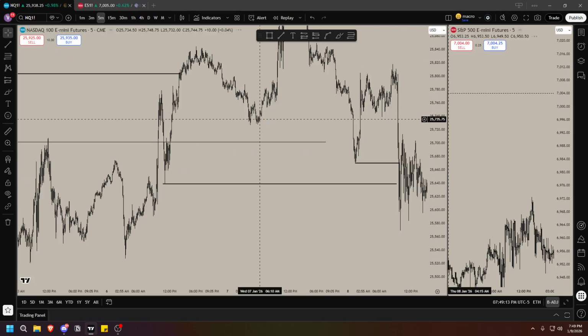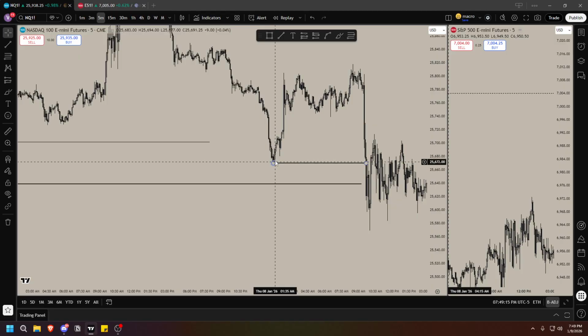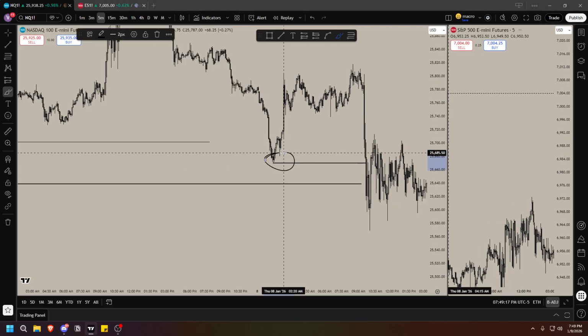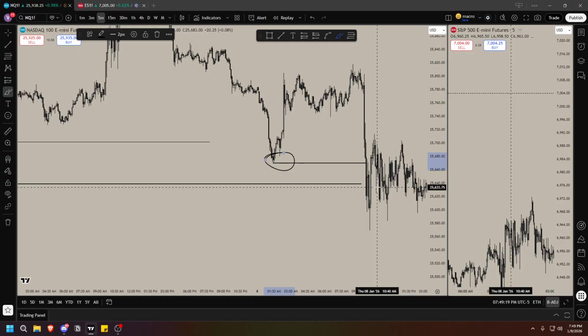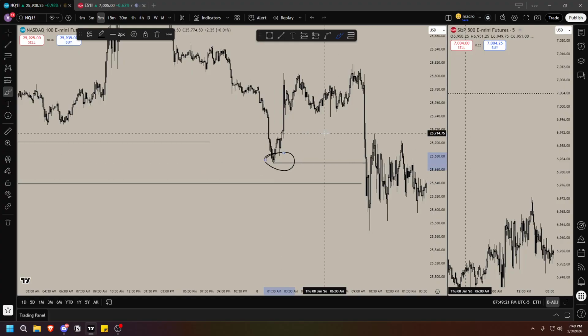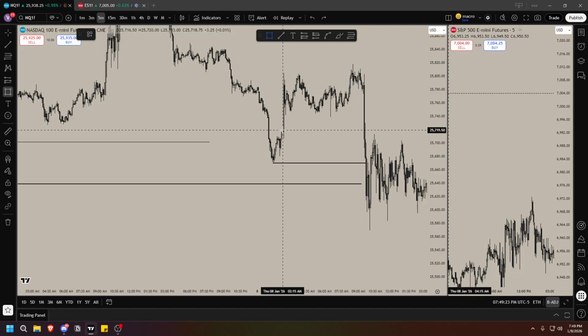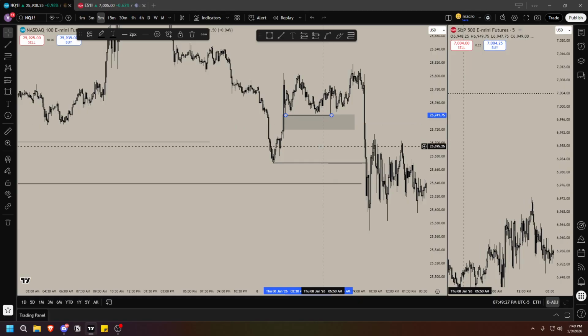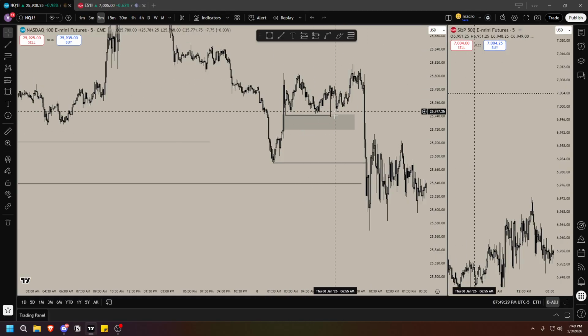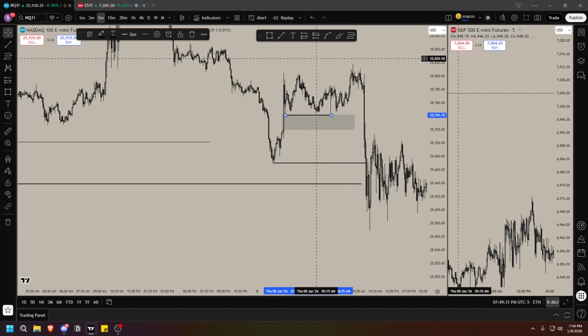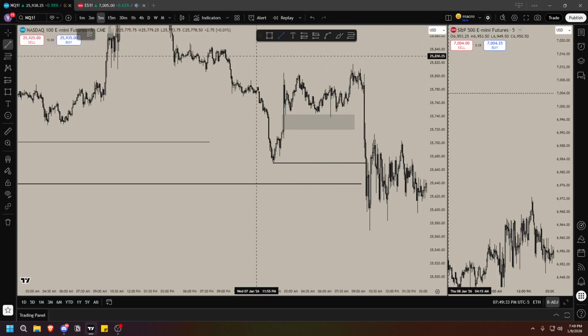But let me go on the 5 minutes so it's easier to see. If this draw was protected, why would price look to take it out? It doesn't make sense for price to take it out, especially after we had this internal manipulation. Boom, price sweeps, a lot of accumulation, price sweeps, and we see some nice longs. But we never really got past these Asia highs over here. We're still inside of them.